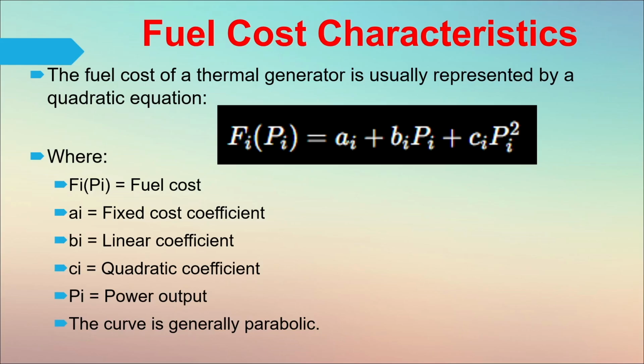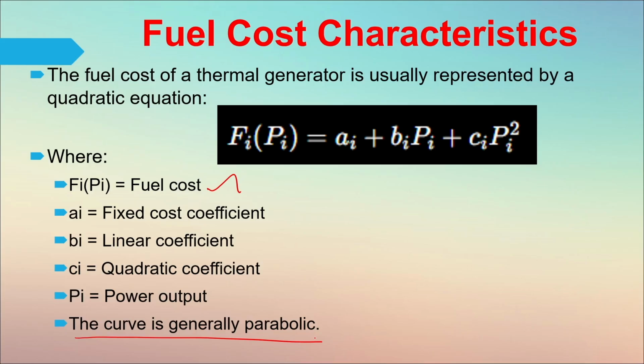So, the characteristics, that means the fuel cost characteristics. The fuel cost of a thermal generator is usually represented by a quadratic equation Fi(Pi) = Ai + Bi Pi + Ci Pi². Here Fi(Pi) is the fuel cost, Ai is the fixed cost coefficient, Bi is the linear coefficient, Ci is the quadratic coefficient, and Pi is the power output. The curve is generally parabolic.